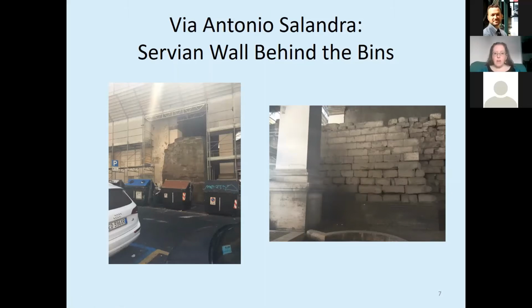Here they are. They are behind some garbage bins, built into, and a later building has been built around them. These are actually probably the third biggest chunk of wall that still remains of the Servian wall. You can see it's a similar kind of stone to what we saw on the last slide, but there it is behind the garbage bins. Not a famous monument, not something that lots of tourists are going to look at.